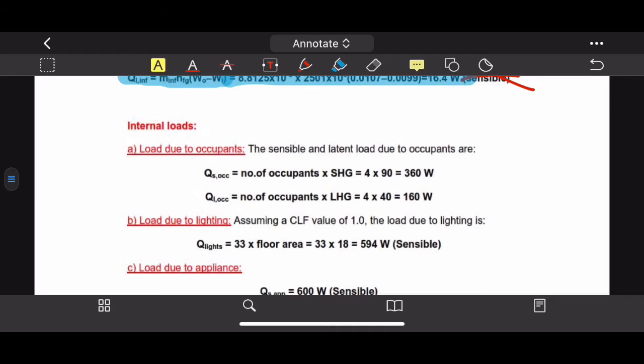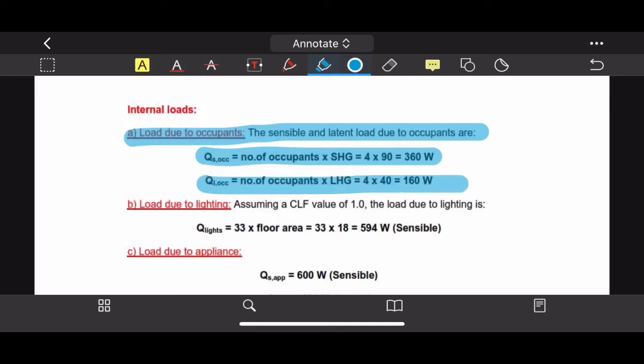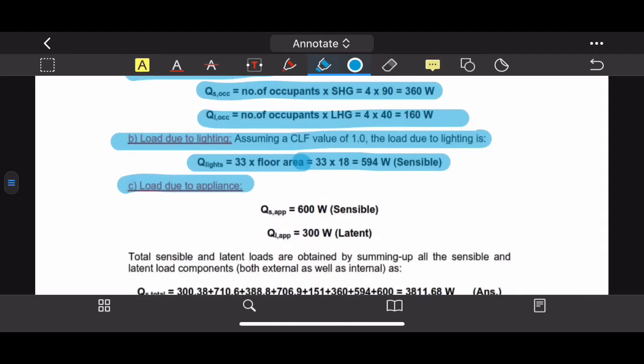Now we have covered all the external loads, we go for the internal. Load due to occupants, sensible and latent heat, is given already, times the number of people, 360 watts and 160 watts respectively. Due to lighting, Q is 33 times floor area, we get 594 watts, sensible as well, because there's no heat coming from devices. Load due to appliances is given already.